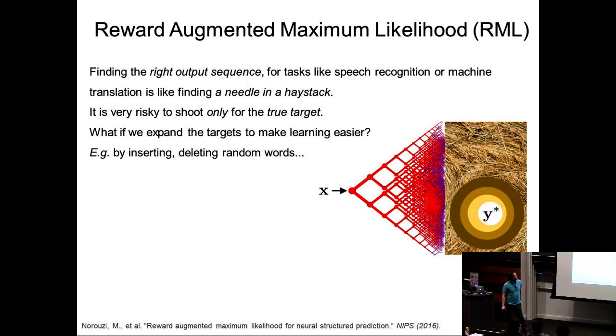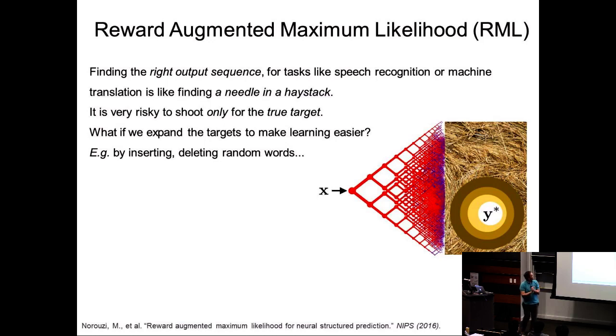It's very risky to shoot only for the true target, right? So think of when you do maximum likelihood estimation, what does it say? It says, here's the true target, try to predict the true target. Any deviation from the true target, you're basically considering it a mistake, which is an extremely hard optimization problem. Because if you think about the translation system that we've seen before, here's an English sentence, here's a French sentence, and I'm really trying to predict this exact French sentence. Any deviation from the French sentence, I'm penalizing a lot, right?